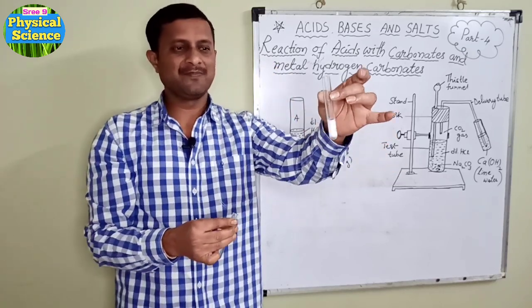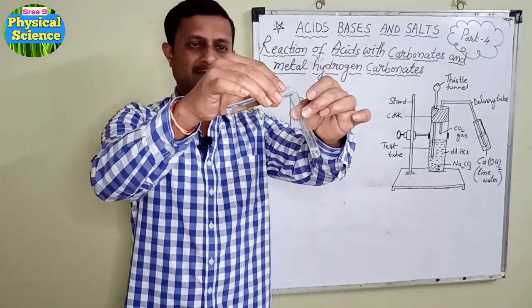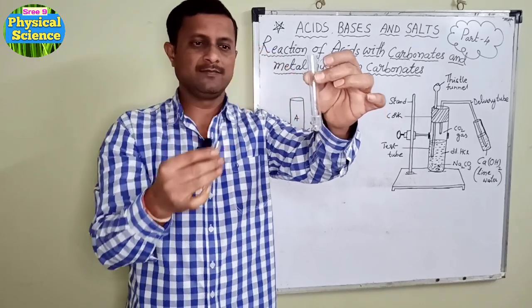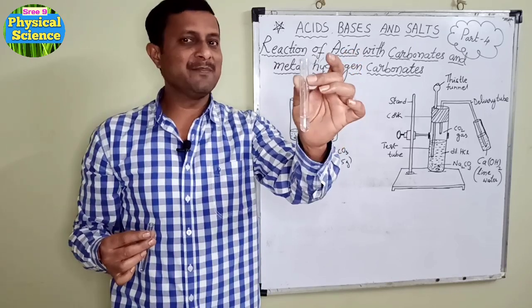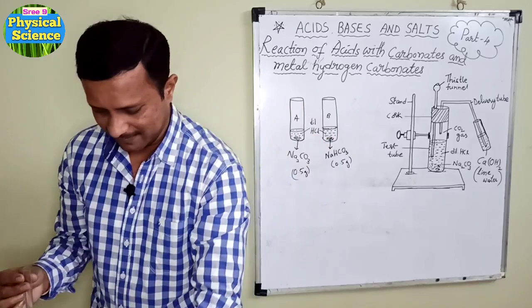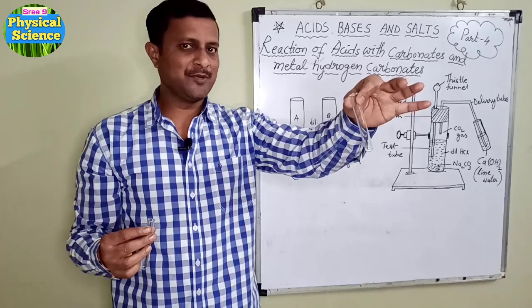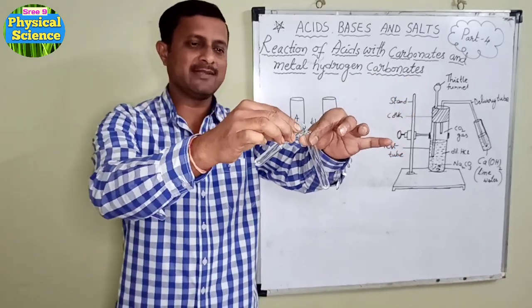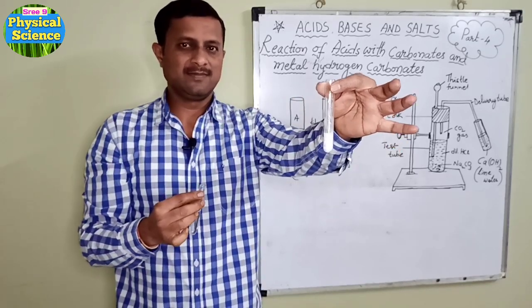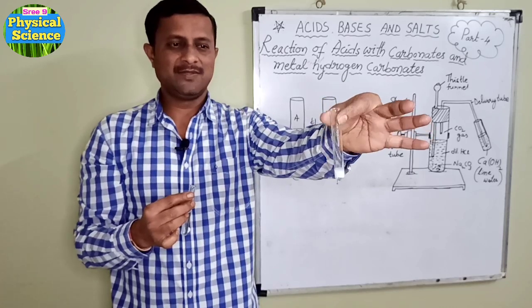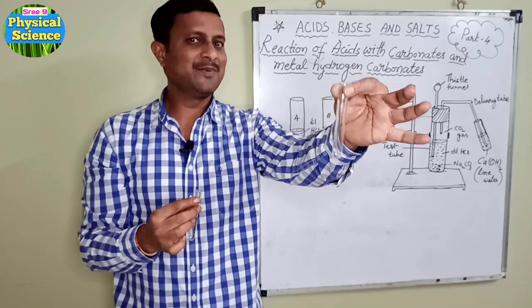Yeah, can you see what is happening? This is called effervescence. It means that some gas is produced, right? Next I am taking test tube B. Into this also I am going to add dilute hydrochloric acid. In this also we have seen that effervescence or some gas bubbles are produced, right?